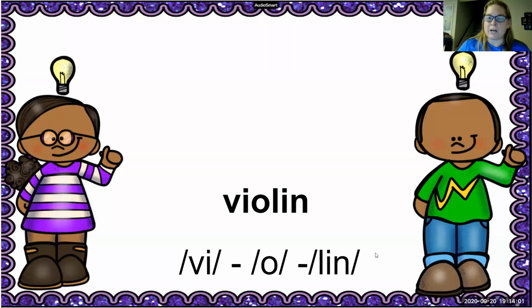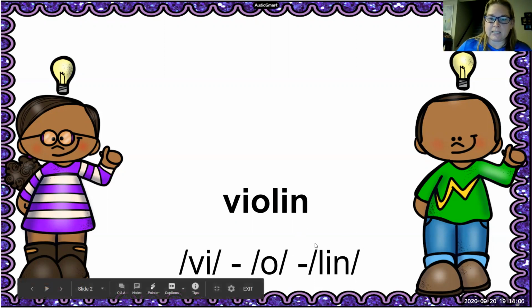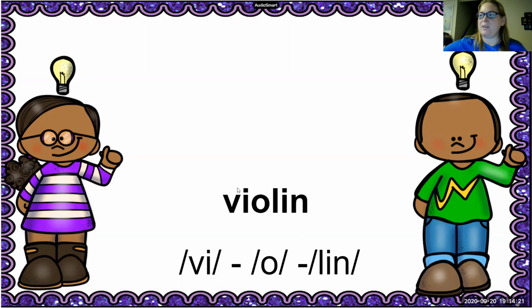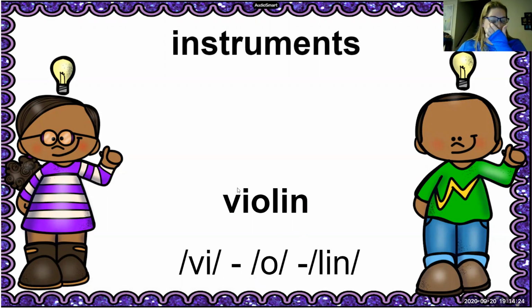All right, so what word would we get if we replaced the lin part of that word with let? Instead of violin, it would be violet. What is that word? Violet. Good. All right, the second word is instruments. How many syllables can you hear? Instruments. I hear 3. Do you guys hear 3?